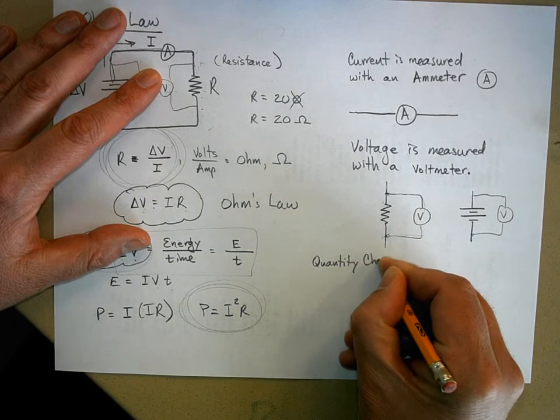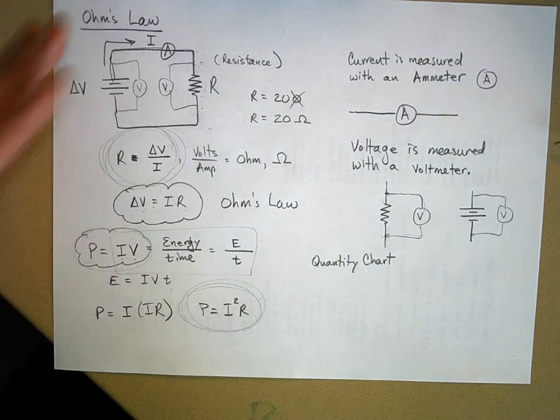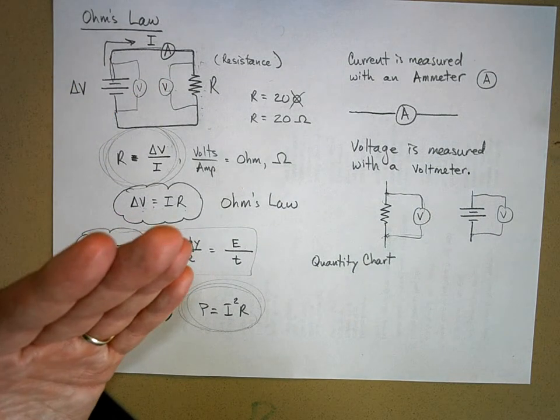And in the outlines that I'm going to have you do, there's 5 different outlines. I'm going to have you write a quantity chart.